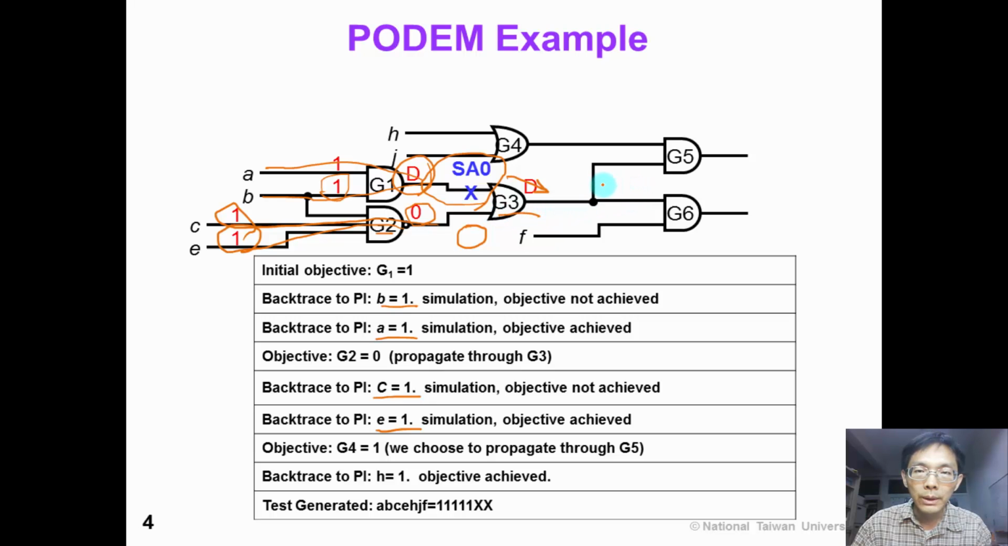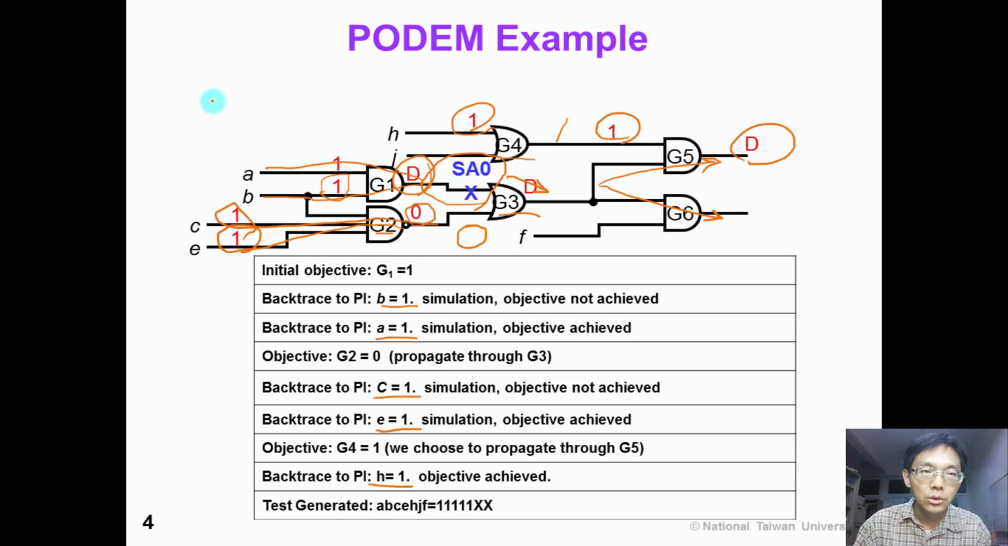Now we have 2 propagation paths to choose. We can either propagate it through G5 or G6. Let's say we select the upper path. So the objective now is we want a 1 at gate G4's output. And then we backtrace to primary input H equal to 1. If we assign this primary input, we can generate a 1 here, so we propagate D to the circuit output. In this way, we generate the test successfully.